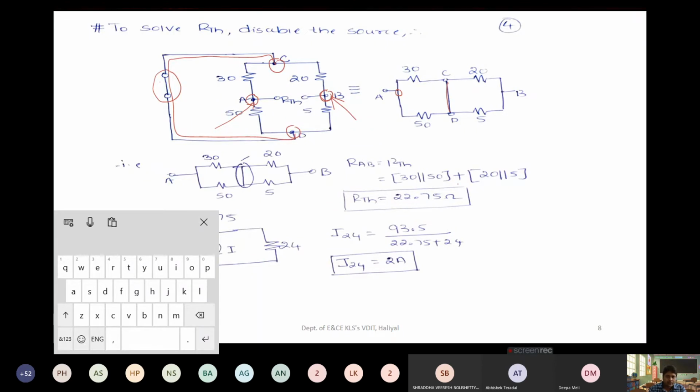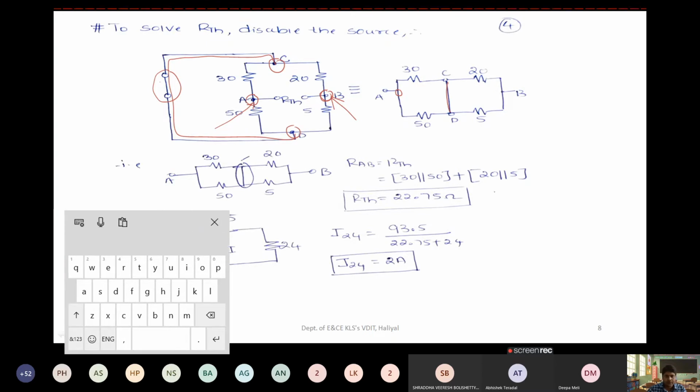So if you get those values, at the end between points A and B you can expect the equivalent value of these things. Here you get 30 parallel with 50, that value. Here 20 parallel with 5. If you are able to calculate this, they will be in series. So the parallel combinations of 30, 50 and 20, 5 are in series. If you add them, what you get is this RTH.